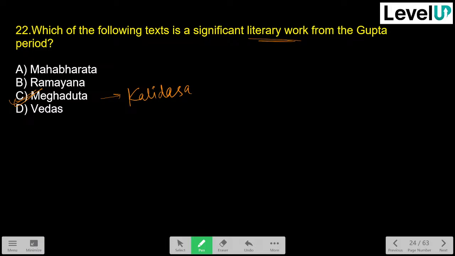Chandragupta II. No, it's not Chandragupta II. It is Samudragupta. So Samudragupta was the father of Chandragupta II or the Vikramaditya. So we will know about this in the latter part of this ancient history.